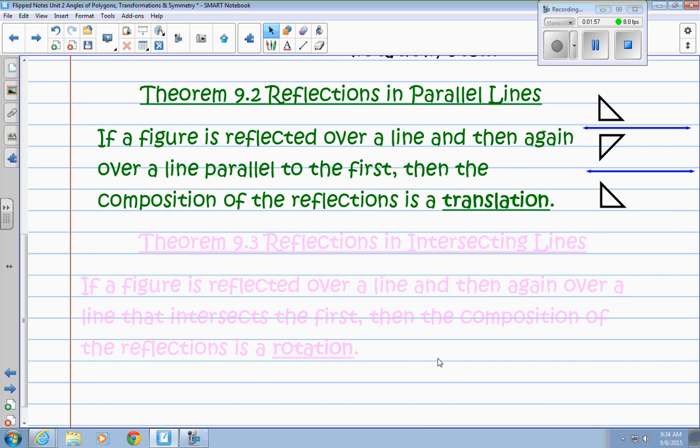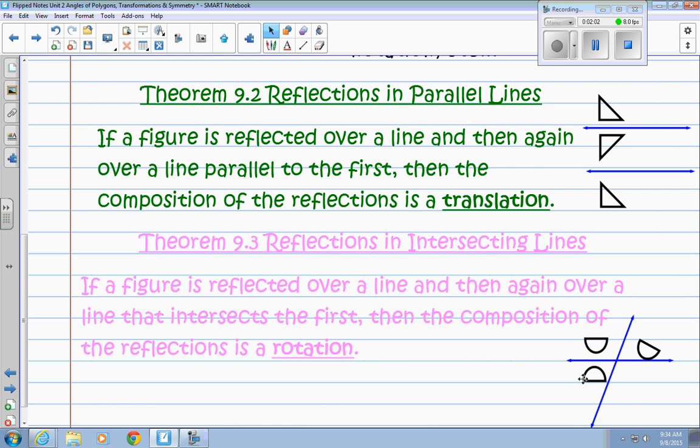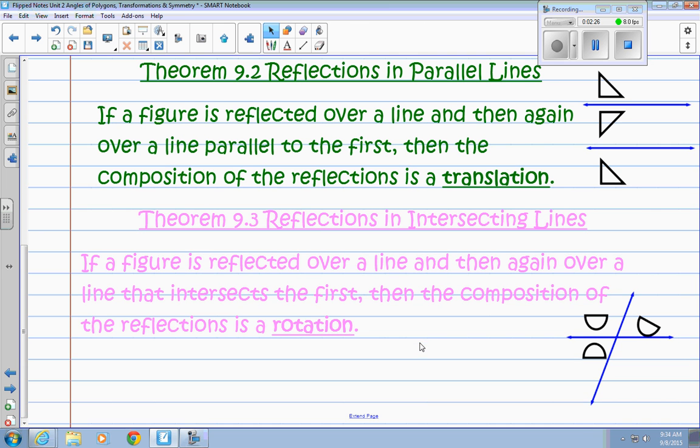And finally, if we reflect something across intersecting lines, so if we reflect it across one line and then another line that is also intersecting the first, then the first figure is a rotation of the second figure. So a rotation is something we haven't talked about yet, but it's exactly what it sounds like. It's taking something and then spinning it to a different location, essentially. Okay, so reflections in intersecting lines is a rotation. Reflections in parallel lines is a translation.